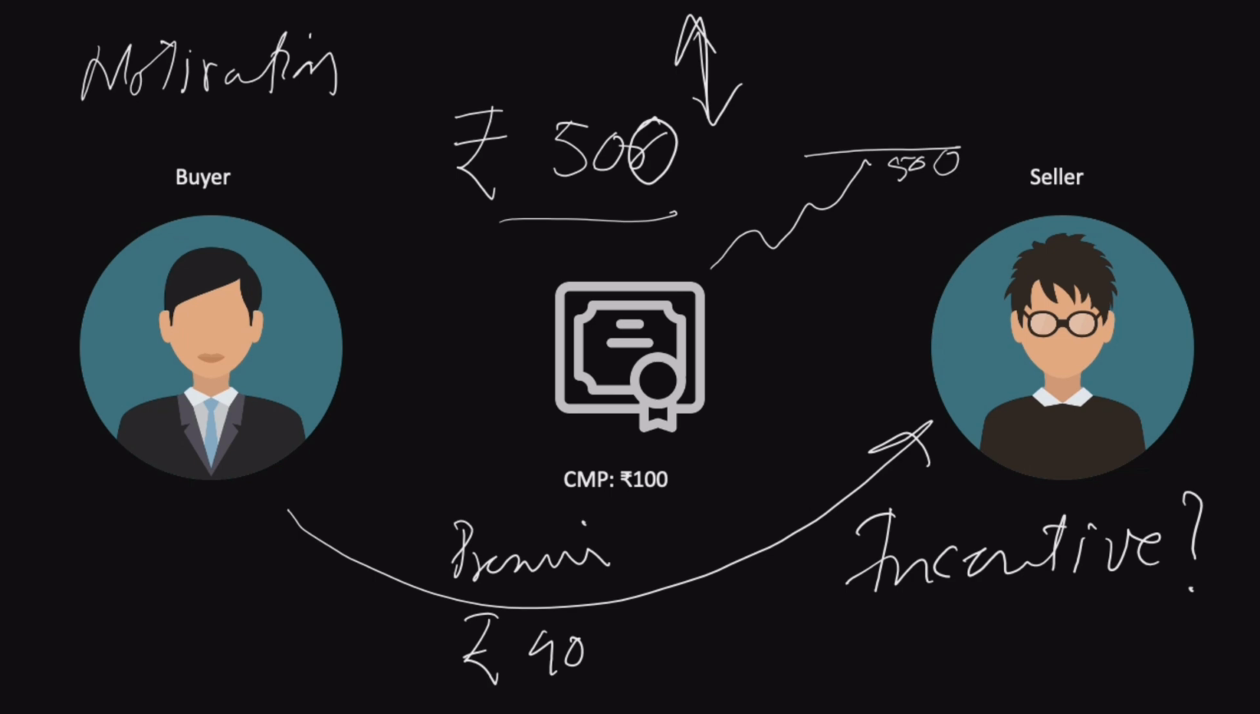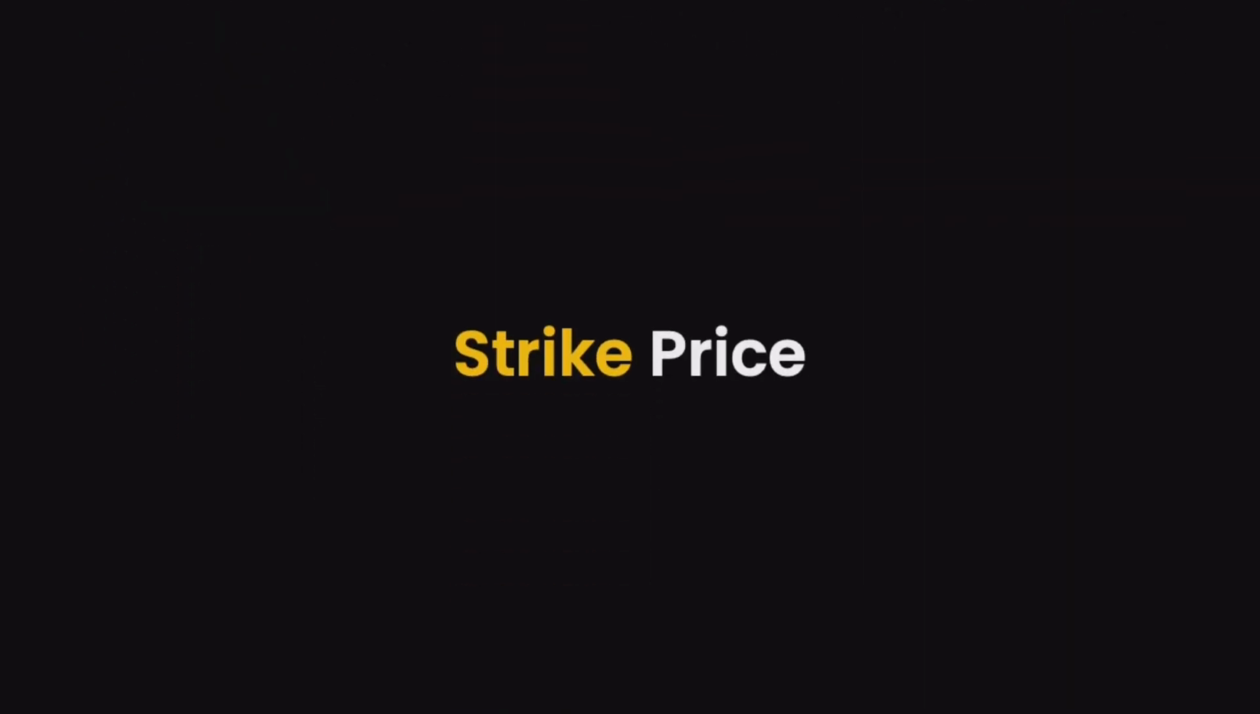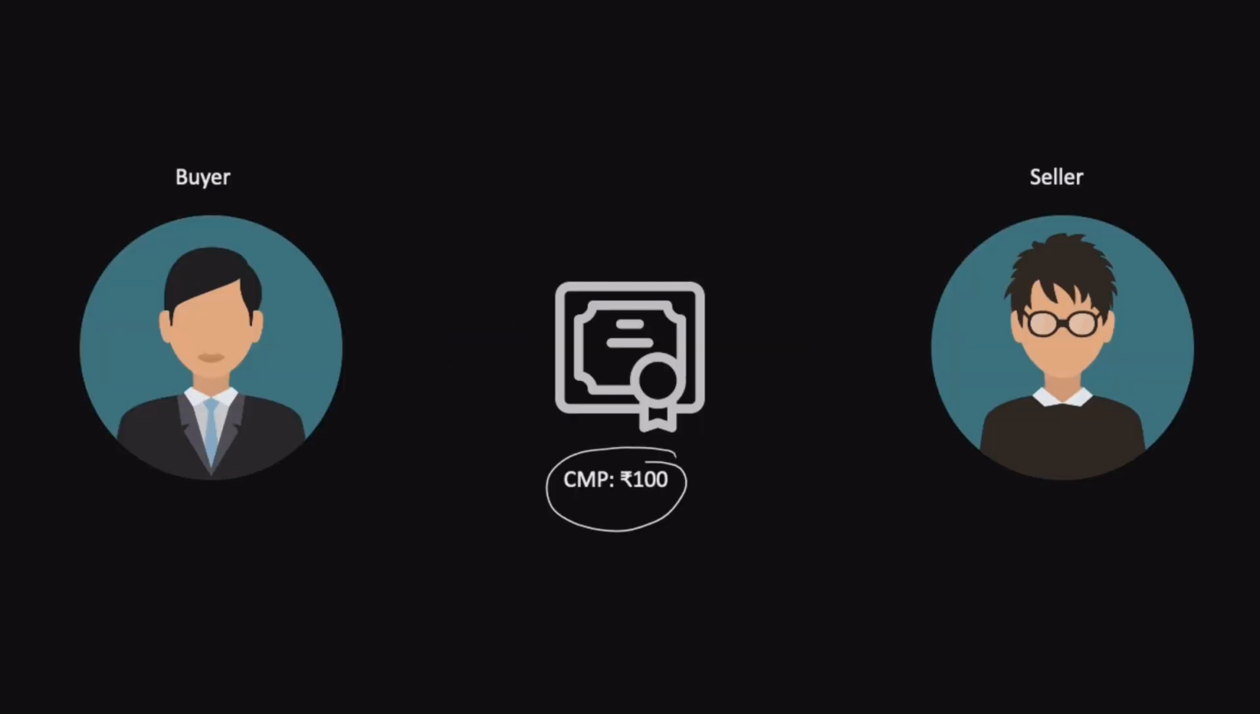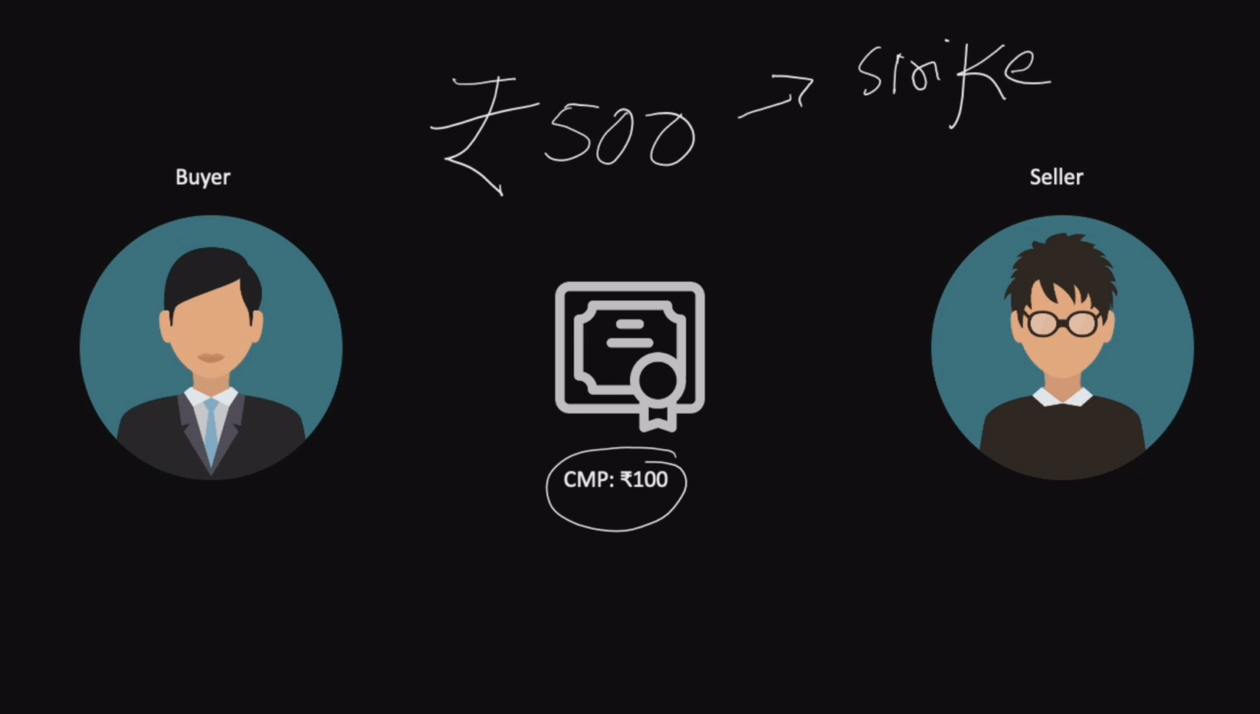But before that, I want to get into certain concepts that are absolutely necessary to understand at this level. The first one is the strike price. The strike price is the agreed future value of a stock in an options contract. In our example, the stock is currently valued at 100 rupees and the strike price is set at 500 rupees. So this is the strike price. This is essentially the price at which the parties have agreed to trade the stock in the future.